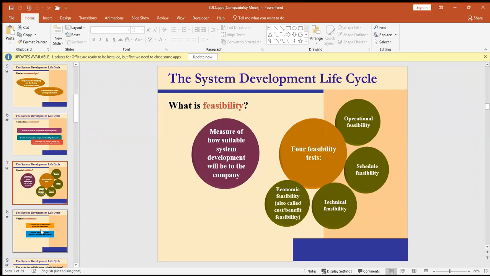Schedule feasibility, for example: we are now in November, towards the end of November. Should we have a schedule that requires us to have the system ready by the first week of December? Given the remaining time, the required resources, and what we have at our disposal, will this really be possible? Can we really achieve this? All that is done during the feasibility study.